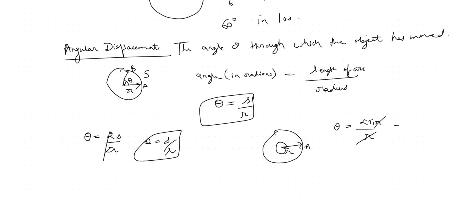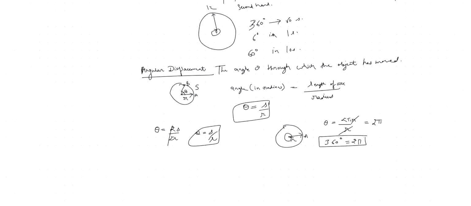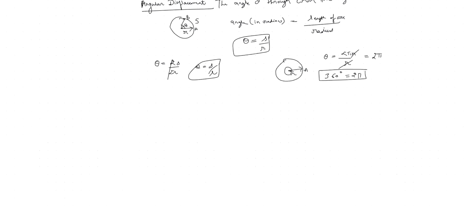And we know that when one complete revolution is made, there is 360 degrees. And here we have defined theta as 2 pi. So this is the relationship between angle in degrees and radians, that is 360 degrees equals 2 pi. If 360 degrees equals 2 pi, what does that mean? This means that 1 degree is equal to 2 pi upon 360 radians, that is 1 degree is equal to pi upon 180 radians, right?